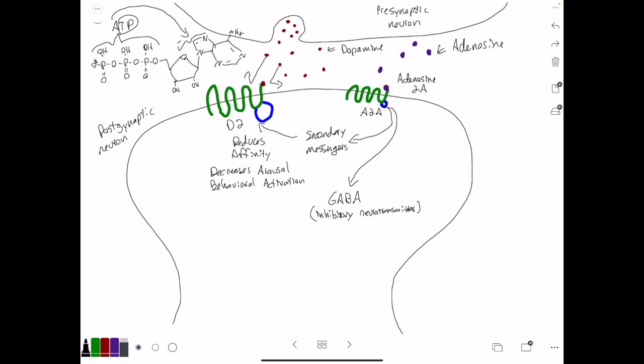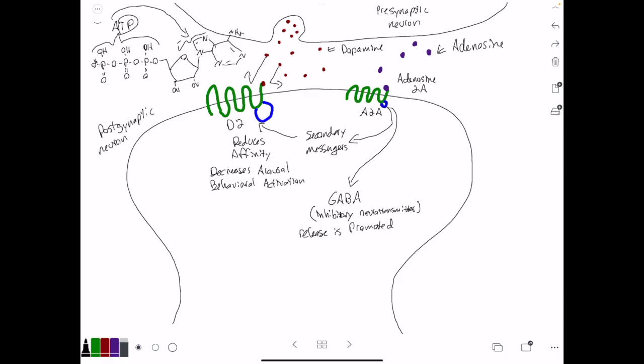What it does is it promotes its release. So GABA release is promoted through the signaling of the A2A receptor. So we can see that it increases or decreases the affinity for dopamine in the D2 receptor. It increases GABA release, which is inhibitory. So it's going to induce inhibitory postsynaptic potentials on any other neurons that this postsynaptic neuron will synapse onto.